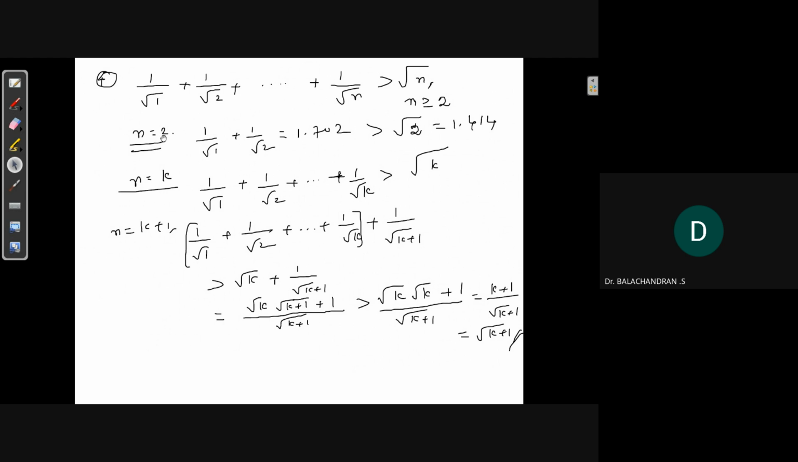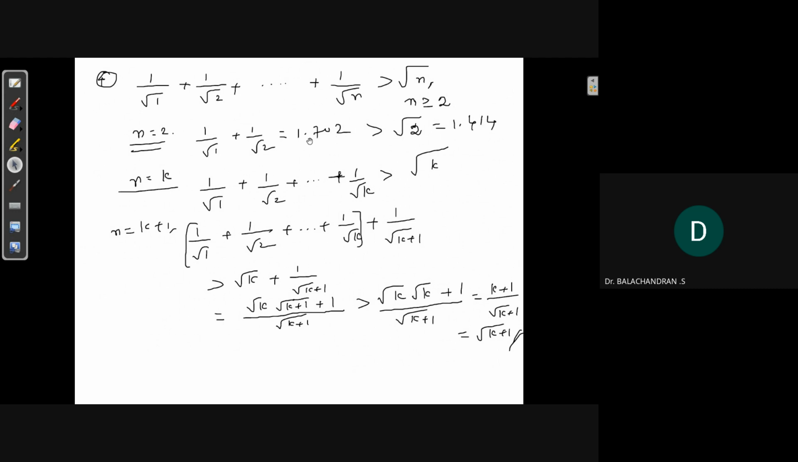For n equal to 2, this is the left hand side: 1 by root 1 plus 1 by root 2. Using a calculator, you can check it. This is 1.702, the left hand side. The right hand side for n equal to 2 is root 2, which is 1.414. So the left hand side is greater than the right hand side, and hence we proved the statement is true for n equal to 2.